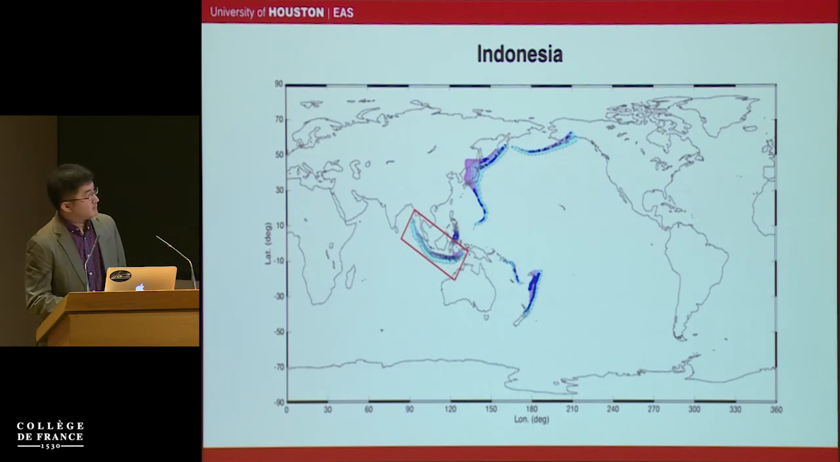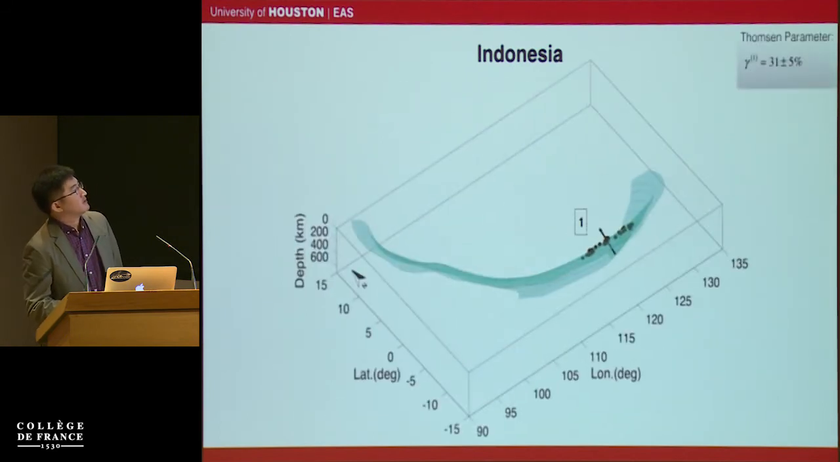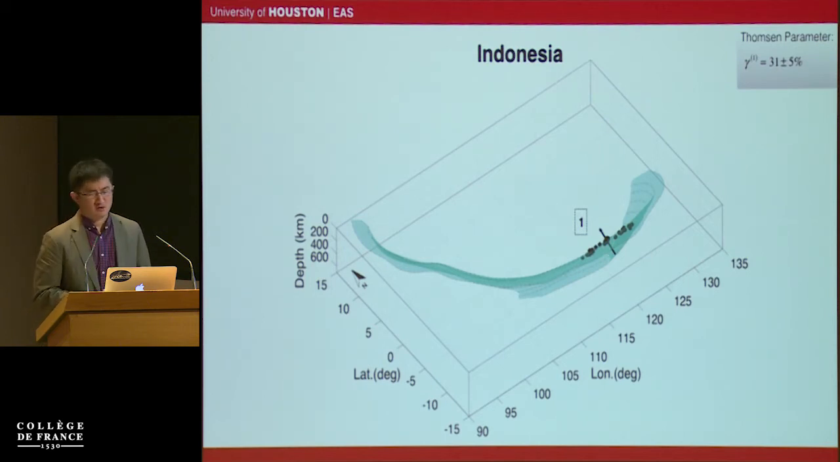So the next subduction zone is Java. Of course, there are earthquakes all along this arc, but after applying the criteria, we got this group. Perpendicular to the slab interface, gamma shear anisotropy 31%. So again, it's consistent.